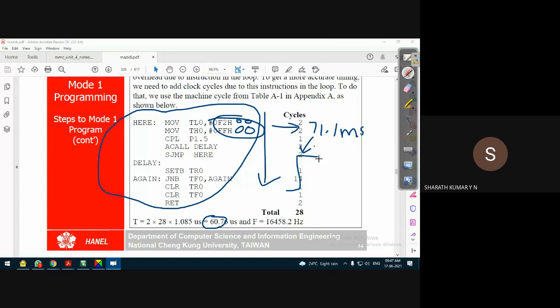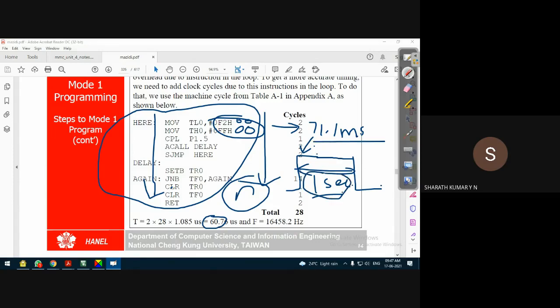Now I need to repeat this program n number of times, so that the total generated delay will be approximately 1 second delay. The question here is how many times I need to run this program continuously to generate 1 second delay, because one execution of this program gives around 71.1 millisecond delay.